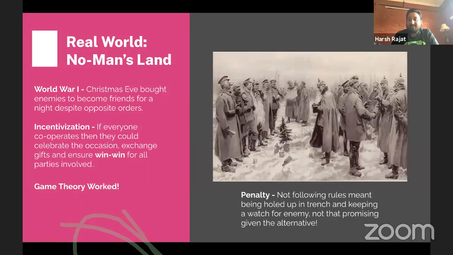So as you can see over here, the game theory really worked because these two enemies, despite having orders from above, became friends and celebrated Christmas Eve.